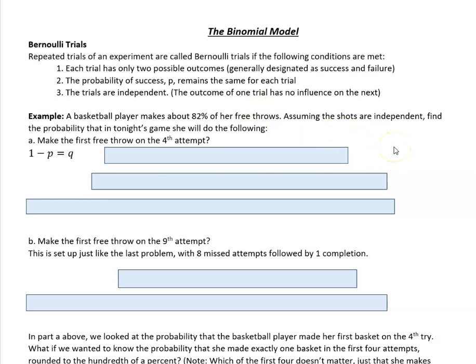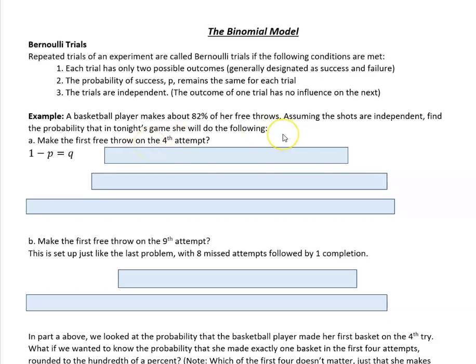So let's look at some examples really quick here. A basketball player makes about 82% of her free throws. Assuming the shots are independent, find the probability that in tonight's game she will do the following. Her first free throw will be on her fourth attempt.